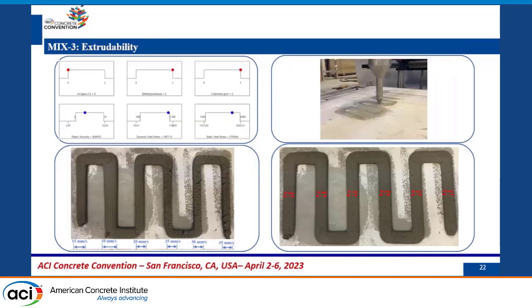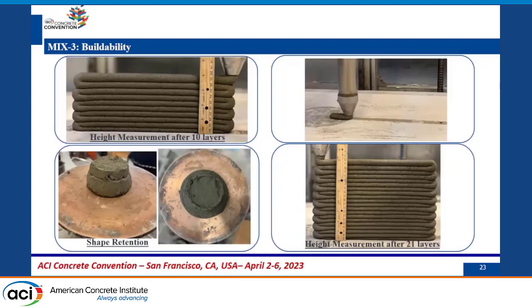About mix 3, again the optimized printing speed in this case was 20 millimeters per second. And again, you can see the quality of extrudability in terms of dimension consistency. The design dimension was 30 millimeters, and we were able to achieve that exact dimension with a printing speed of 20 millimeters per second. For the buildability, again, this mix was printable up to 21 layers, and it collapsed after printing the 21st layer.